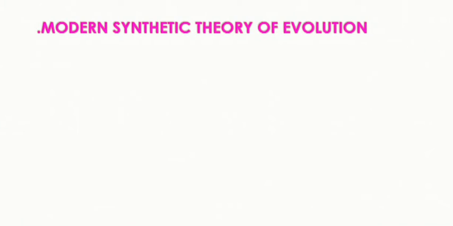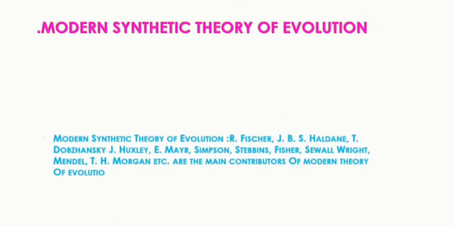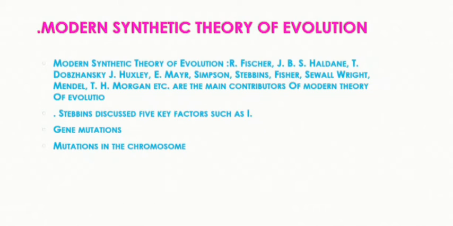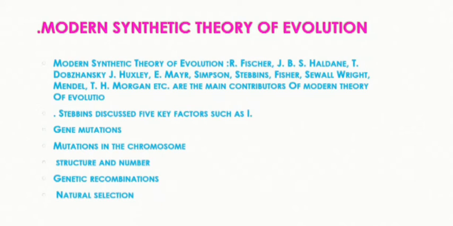Welcome students. We are going to discuss the modern synthetic theory of evolution. A number of scientists have discussed the modern synthetic theory of evolution. But here Stebbins discussed 5 key factors: gene mutation, mutation in chromosome structure and number, genetic recombination, natural selection and reproductive isolation.